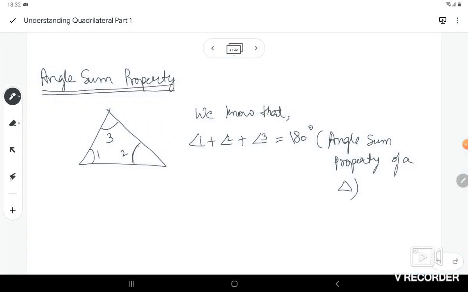Now moving on to further concept. Further concept says the angle sum property. Now we have already studied in the previous class and previous to previous class that the sum of all angles inside the triangle is equal to 180 degrees. So you can see in the figure of the triangle shown, that angle 1 plus angle 2 plus angle 3 is equal to 180 degrees in case of a triangle. This is known as the angle sum property of a triangle.